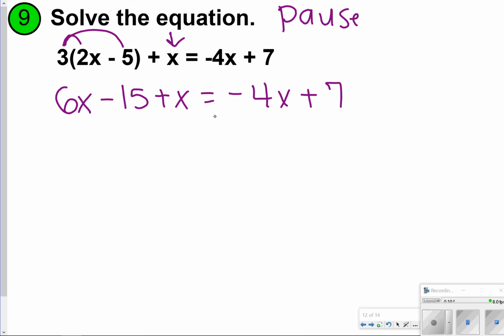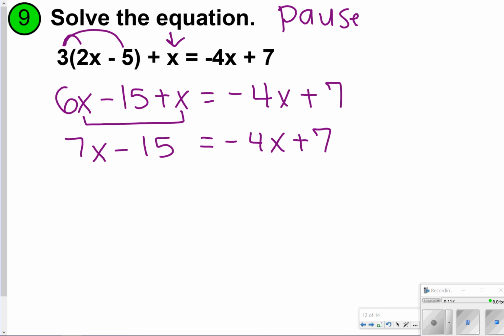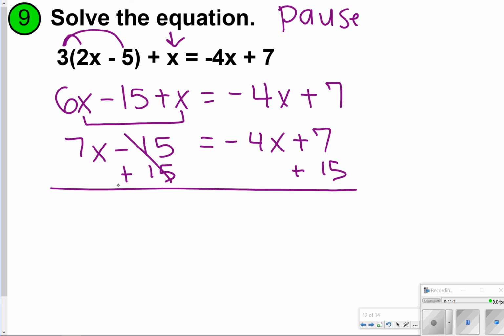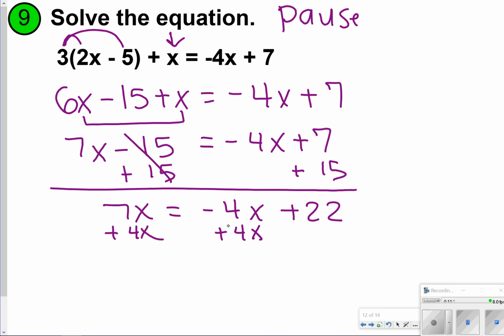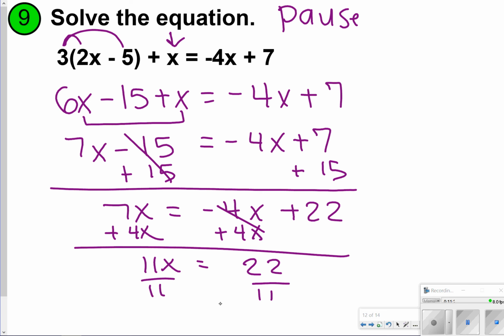What I would do first, before you start moving stuff, is combine like terms. 6x plus x is 7x. So 7x minus 15 is equal to negative 4x plus 7. Okay, I'm going to add 15 to the other side. So I have 7x equals negative 4x plus 22. And then I'm going to add 4x to both sides. 11x is equal to 22. Divide both sides by 11. X is equal to 2. Okay. Notice I started with moving the constants that time, and it really doesn't matter just as long as you move constants to one side, variables to the other.